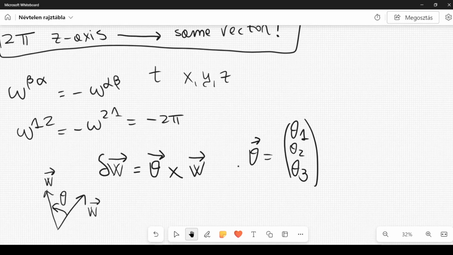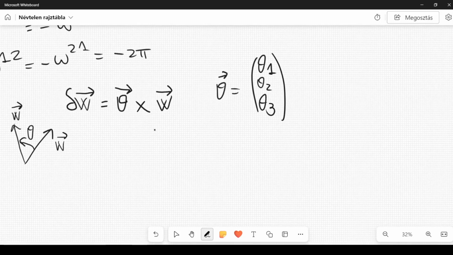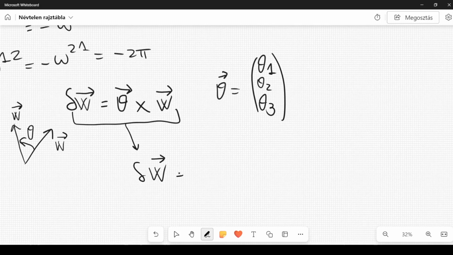Now, let me tell you that, and this is something that can be proved in classical physics, I have proved it in other courses, I will not prove it here. This can also be written in a similar form, but instead of writing a cross product, you have a rotation matrix, theta, which is anti-symmetric, applied to the same vector w here.